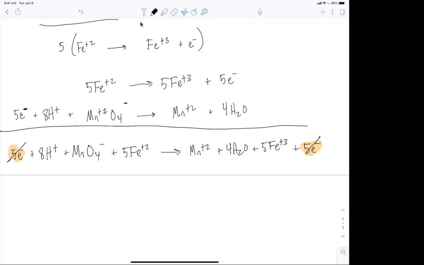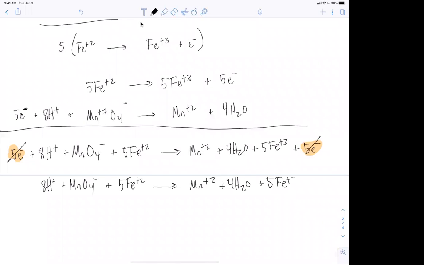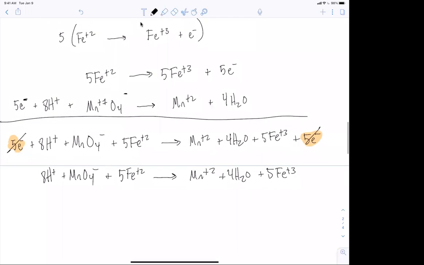You'll notice though in this one, the H plus and the water don't cancel out at least. And so in our final equation, we just end up holding on to those. And so this ends up being our final equation.